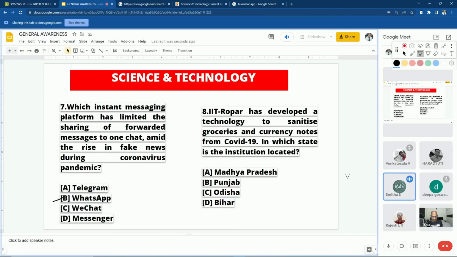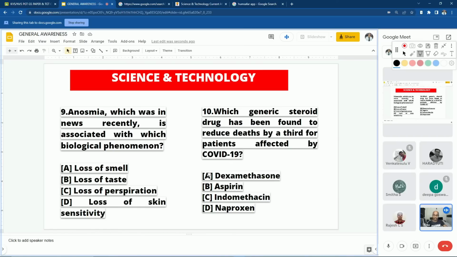IIT Roper has developed a technology to sanitize grocery and currency notes from COVID-19. In which state is the institution located? IIT Roper is in which state? Punjab, sir? Punjab. IIT Roper is in Punjab. Next question to Deepa ma'am. These two questions only will complete.